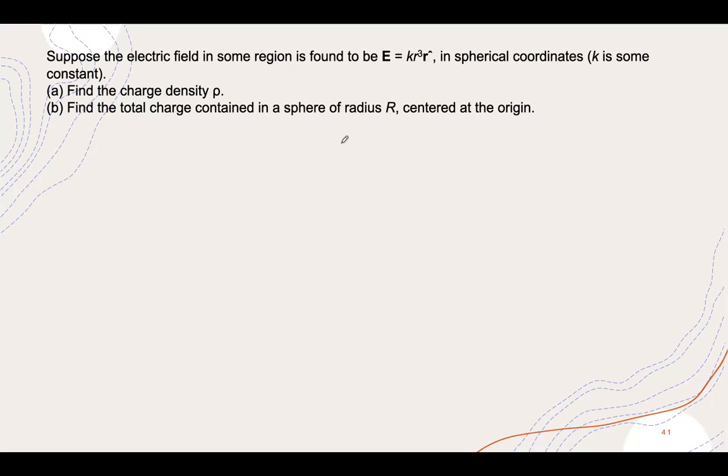The electric field is given in terms of some distribution in spherical coordinates. It is k r cubed r cap. Obviously there could be theta and phi terms, but those are zero here. So the electric field is given. Now one has to calculate the charge density. How are you going to calculate that? Any idea? Can we use Gauss law here, the things which we developed, or the definition of flux which we developed?